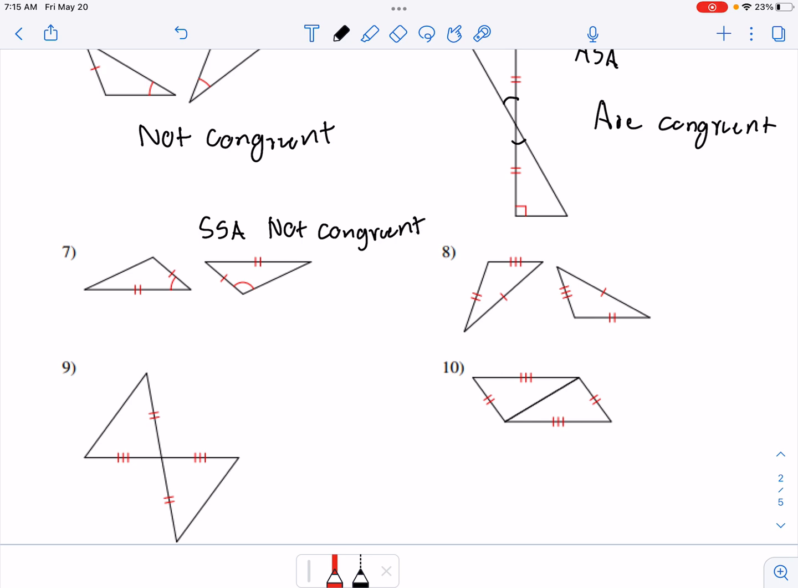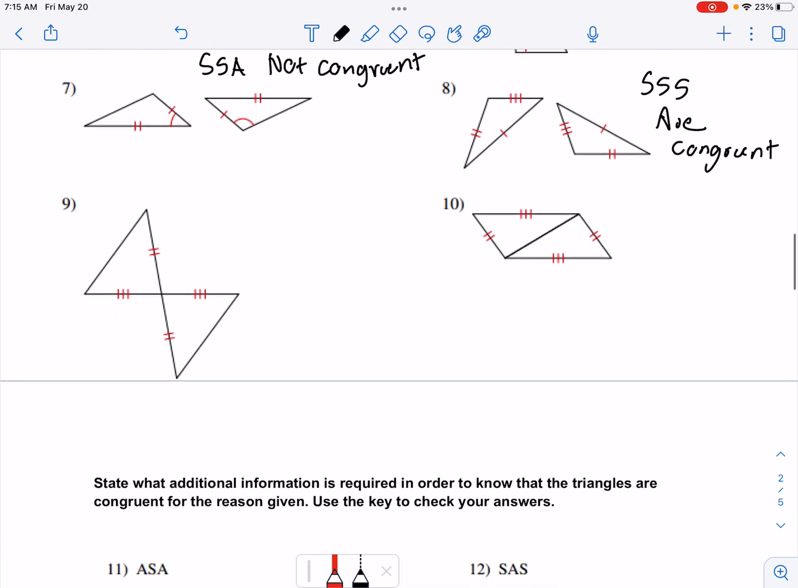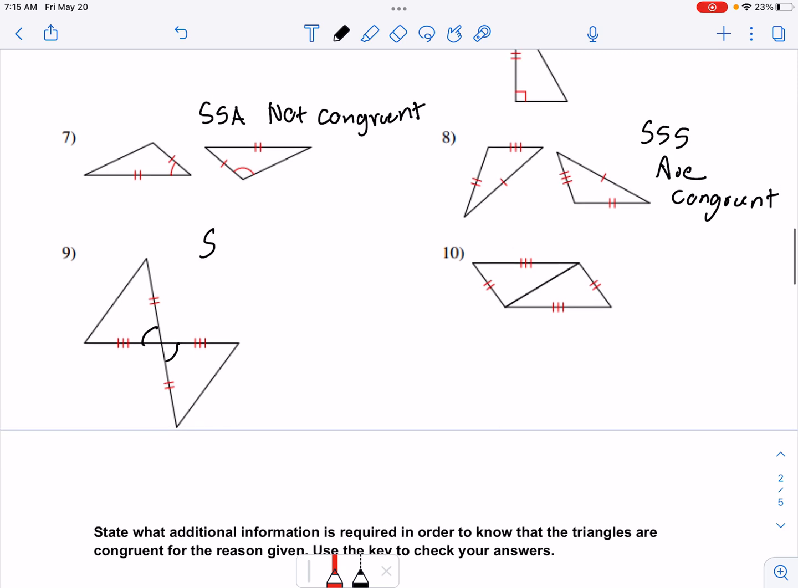Number 8, we have 3 sides, so that's side, side, side. So those are congruent. Because when you have 3 sides of one triangle congruent to 3 sides of another triangle, you could say the rest are congruent. Number 9, we have vertical angles because the lines are intersecting, so the angles opposite them are congruent. So it looks like we have side, angle, side, which is one of our special ones, so those are congruent.